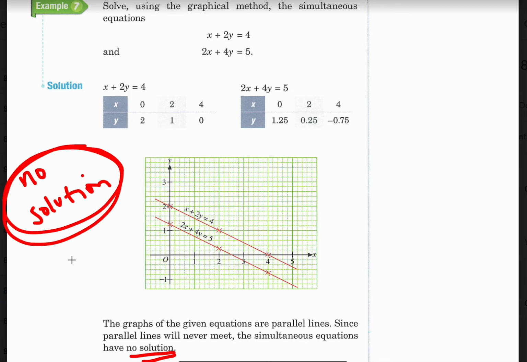Remember, we have a solution when they do meet up, and then we figure out what that point is. That's our solution, right? But these 2 lines never meet, so there's no solution. They're parallel lines.